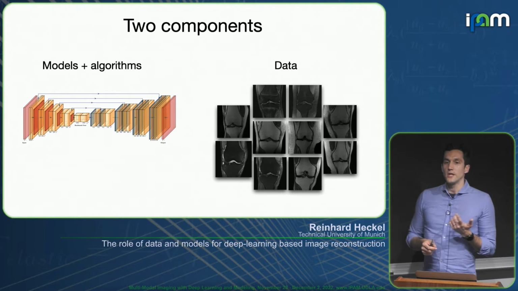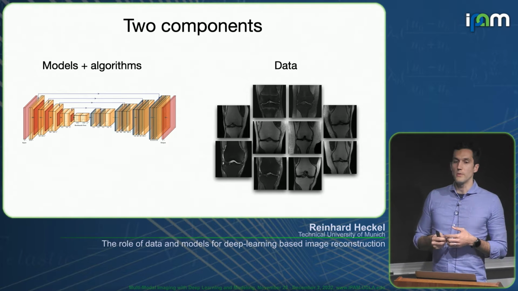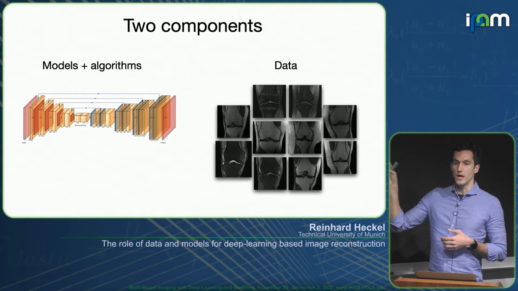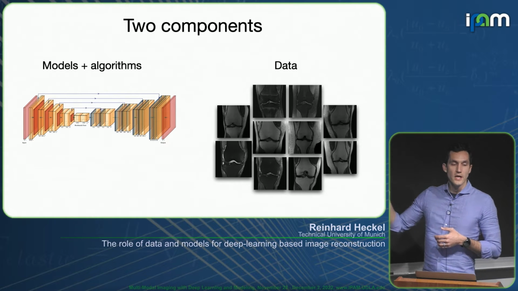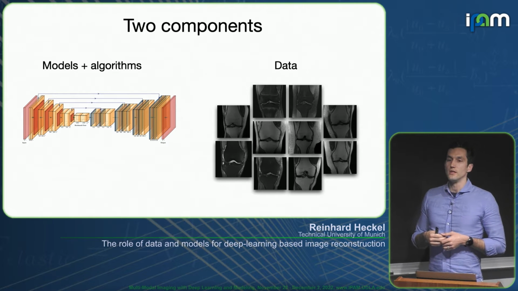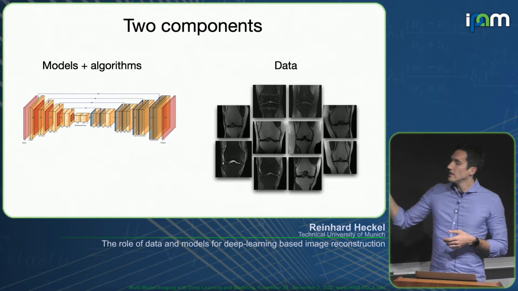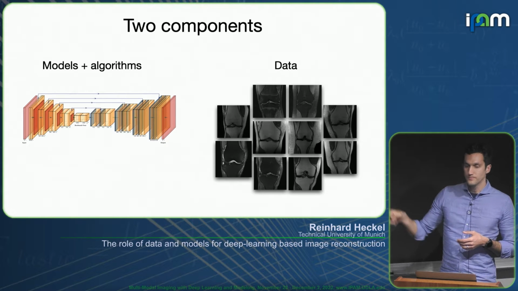There are 2 components to the performance of these neural networks, and very broadly they are the models and algorithms. Models means the particular neural network that we use, and algorithms means everything around it, for example, how we train these neural networks and how we use them. And then there's, of course, the data that we train the networks on.